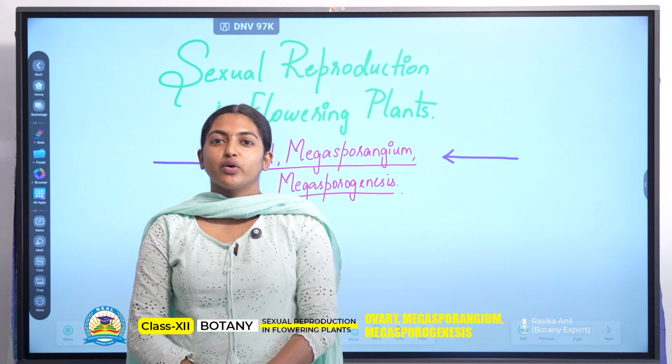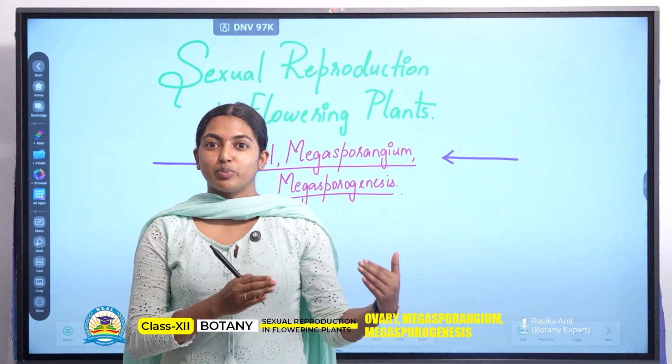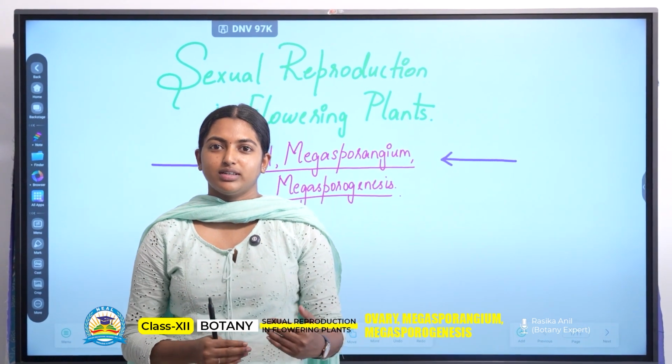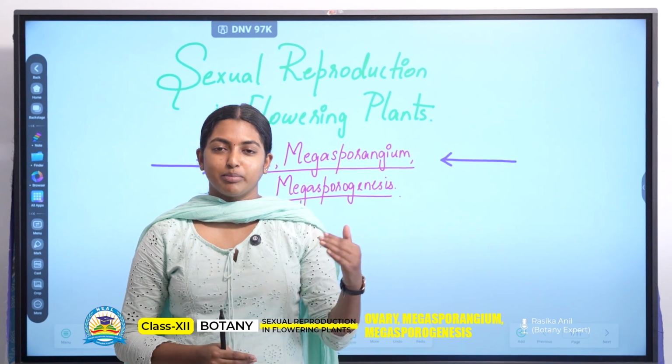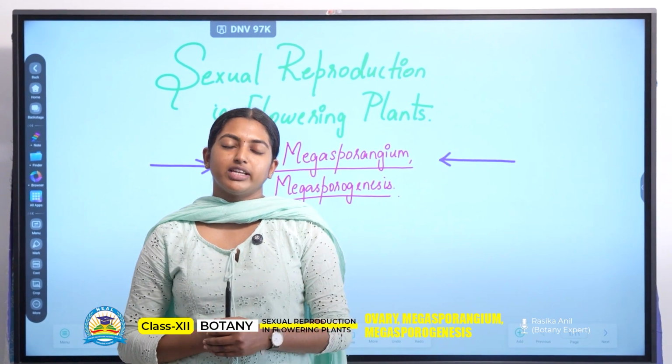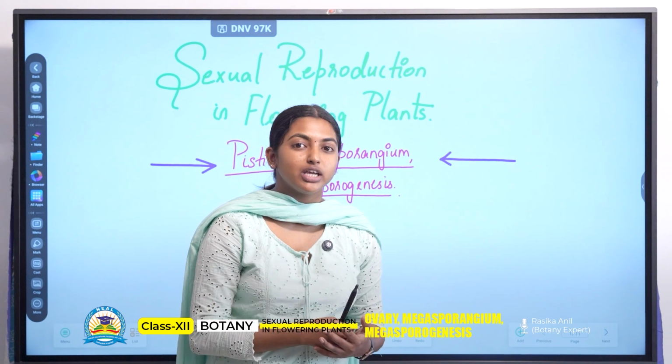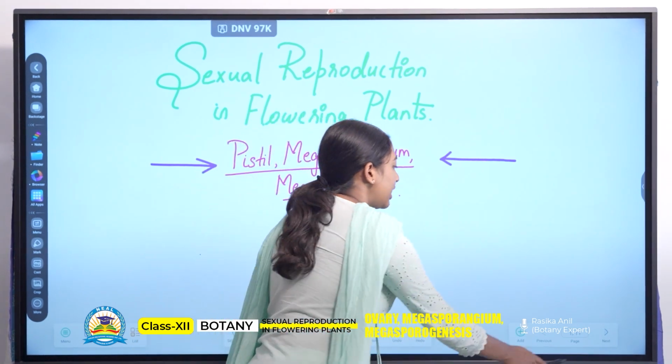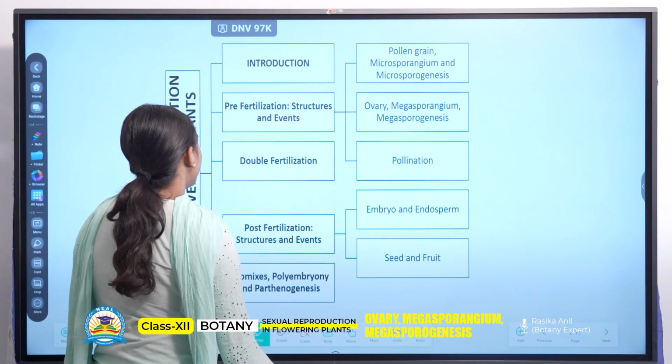In this video, we are going to see about the female reproductive parts of the flower, the pistil, the Megasporangium and the Megasporogenesis. Right, very interesting video this is going to be. So let's start.